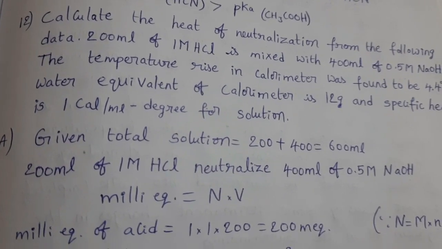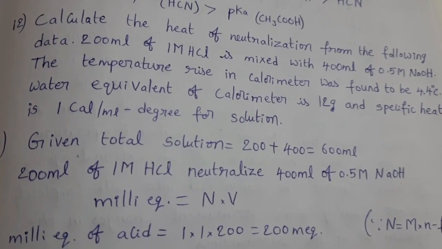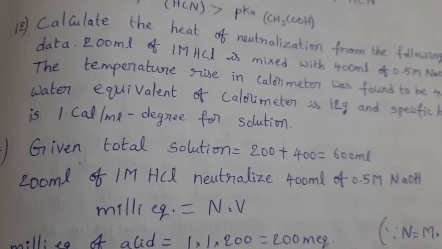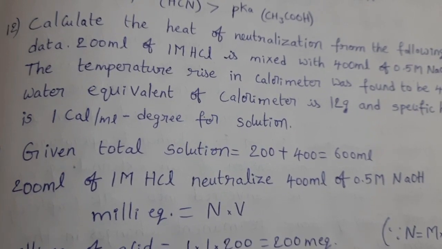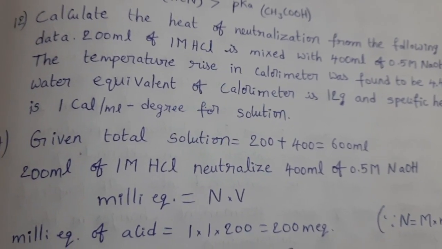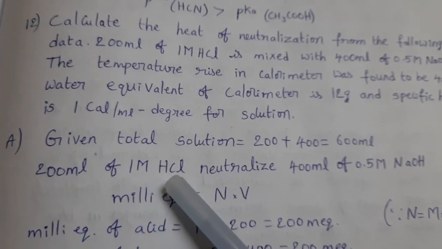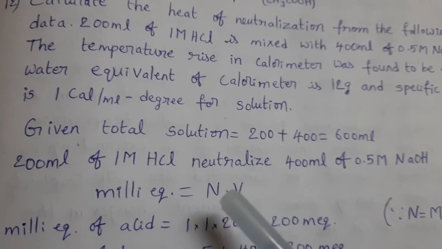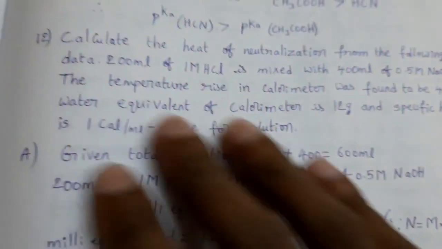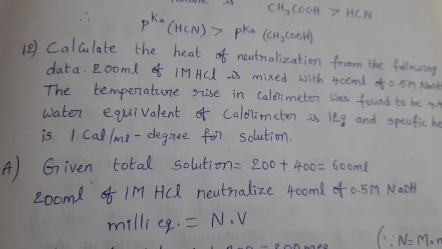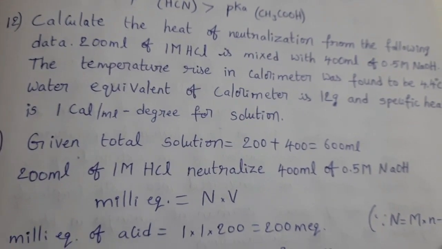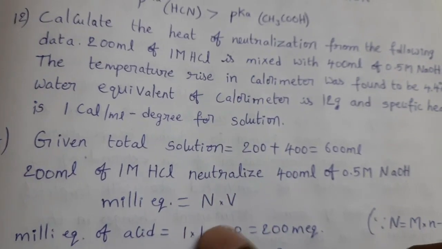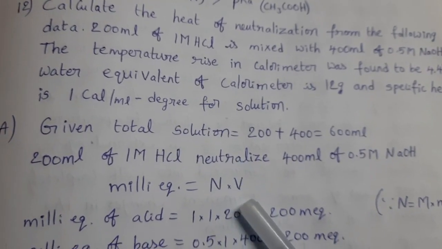Say this: given total solution, HCl is mixed with NaOH means HCl volume 200 ml, NaOH volume 400 ml. Total solution volume is 600 ml, 200 plus 400. Now 200 ml of 1 molar HCl neutralize 400 ml of 0.5 molar NaOH. In this case, according to the enthalpy of neutralization definition, gram equivalents we want. Volume is given in milliliter, so calculate milli equivalents. Milli equivalents equal to normality into volume.